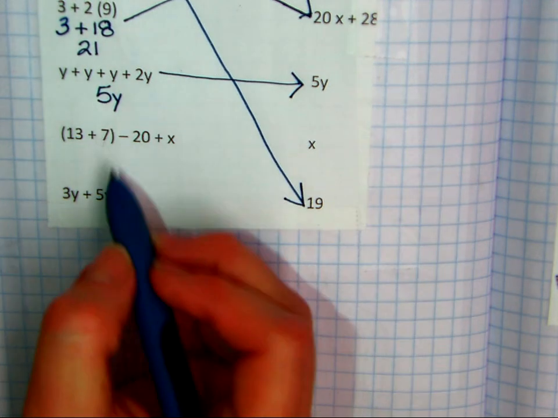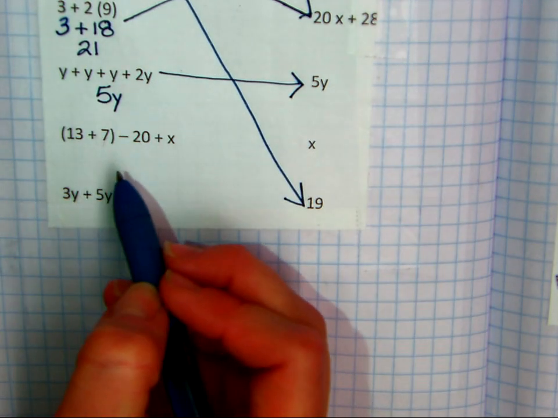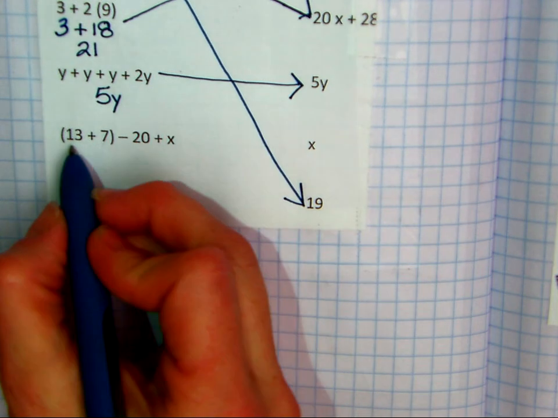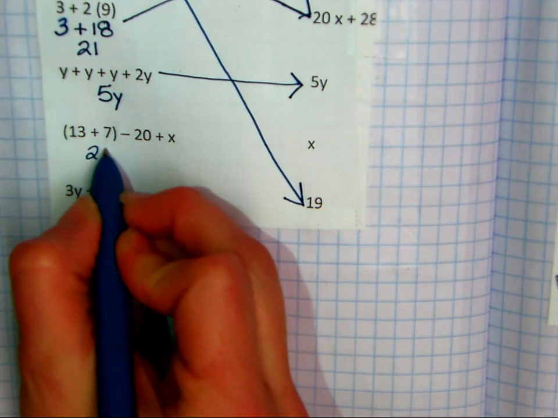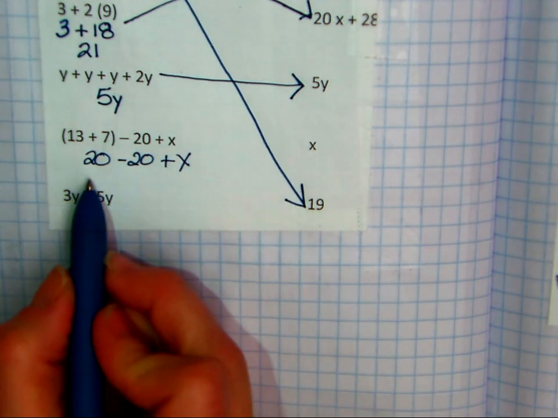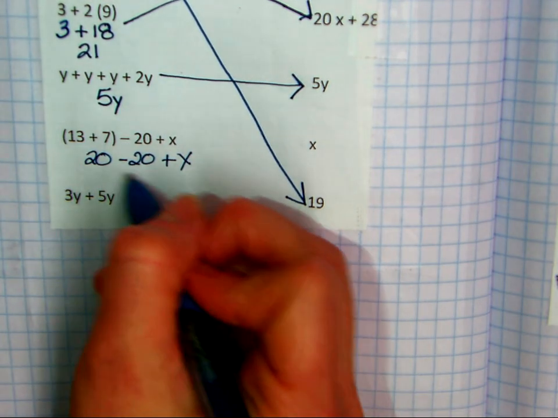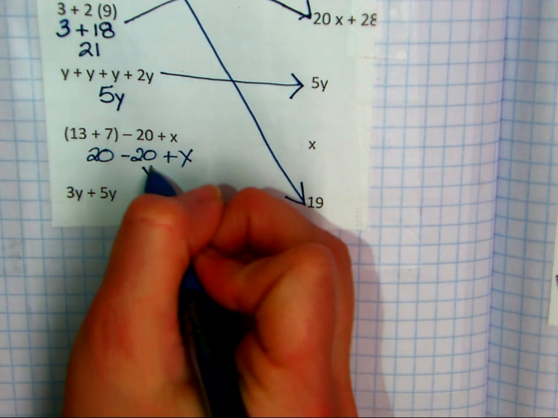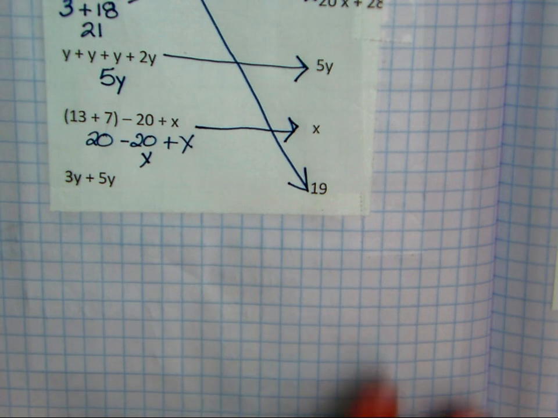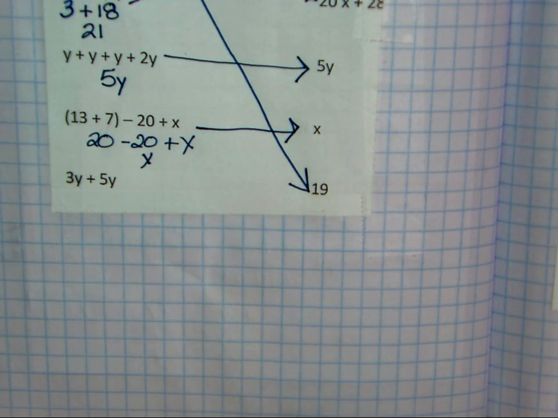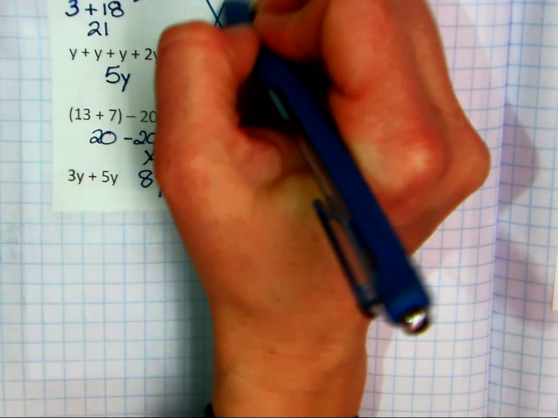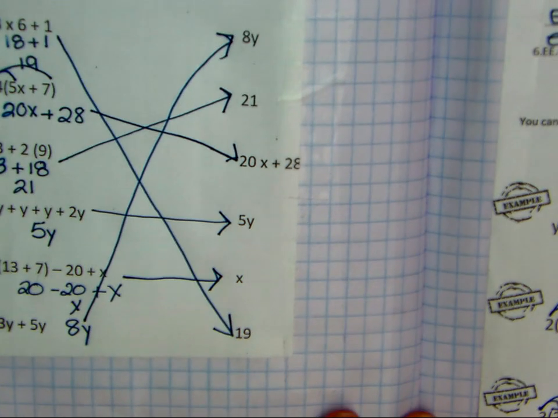Next one. I've got parentheses, but it's more order of operations because there's nothing to distribute out. So I'm going to do the parentheses first. 13 plus 7 is 20, minus 20 plus x. Combine like terms, a constant and a constant, which will cross each other out because 20 minus 20 is 0. And so I'm left with x, which is this one. And finally, I have 3y plus 5y, combining like terms. 3 plus 5 is 8y, which I get to go all the way up to the very top.